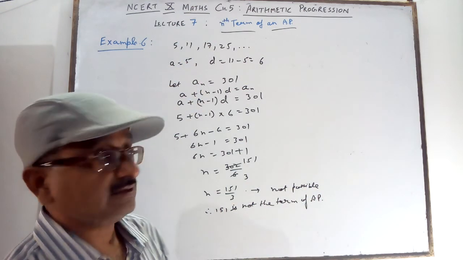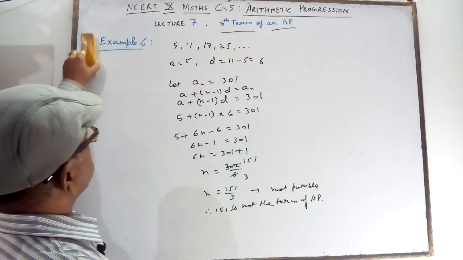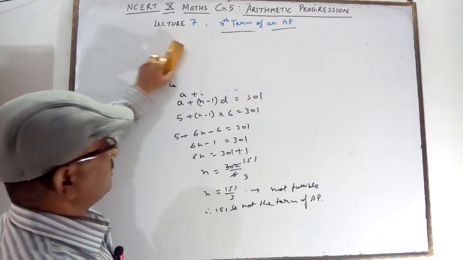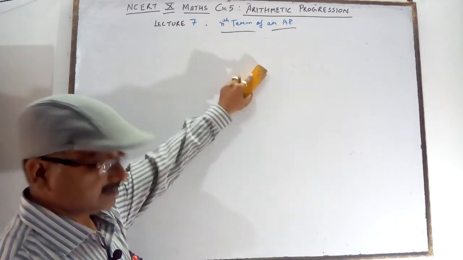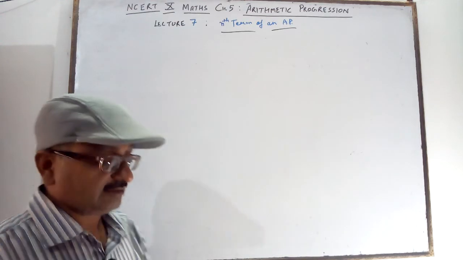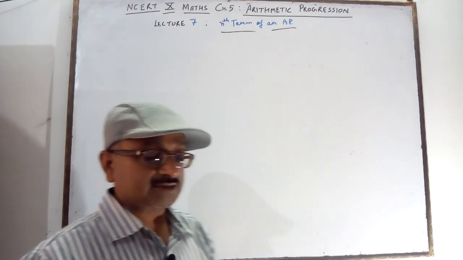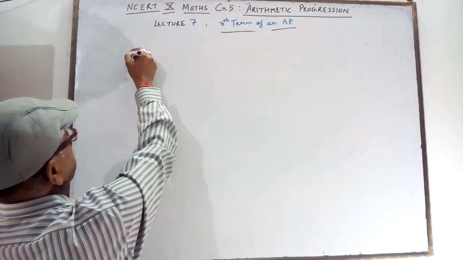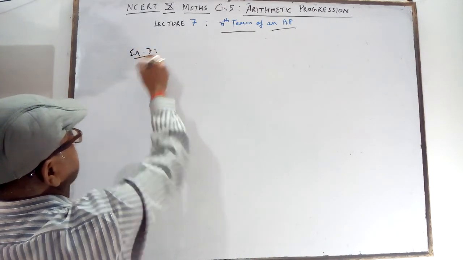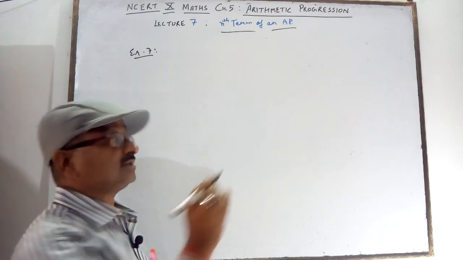Next question. By the nth term you can get it. Example number 7, let's see what is given about 2-digit numbers. Example 7 asks: how many 2-digit numbers are divisible by 3? Divisible by 3, 2-digit numbers.